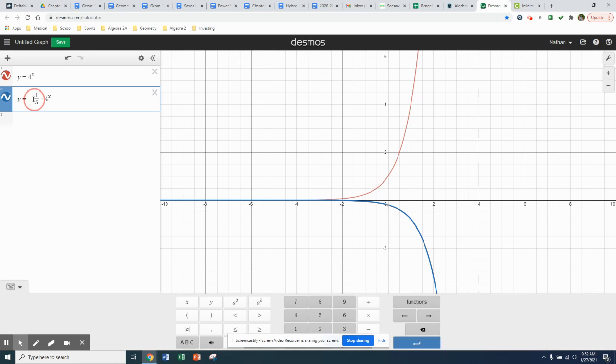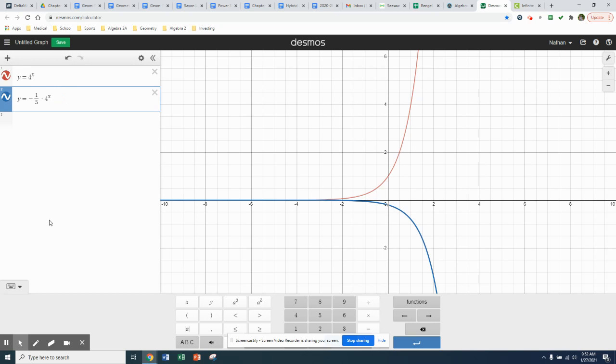Well, this negative out in front, that's going to start to flip our graph. So we can see that it's flipped over the x-axis. And then 1/5 is also going to compress our graph. Now, where have we seen that before? Well, we've seen it in every single function that we've been talking about so far.